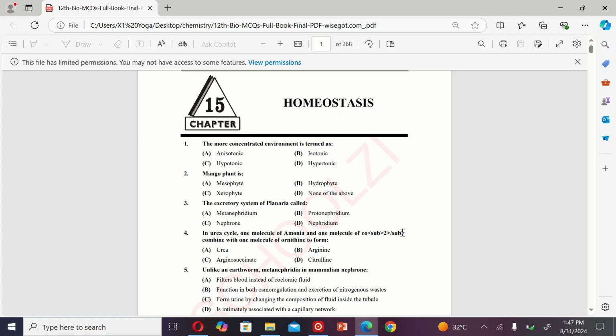The next MCQ is: in the urea cycle, one molecule of ammonia and one molecule of carbon dioxide combined with one molecule of ornithine to form A. Urea, B. Arginine. So the correct option is D.